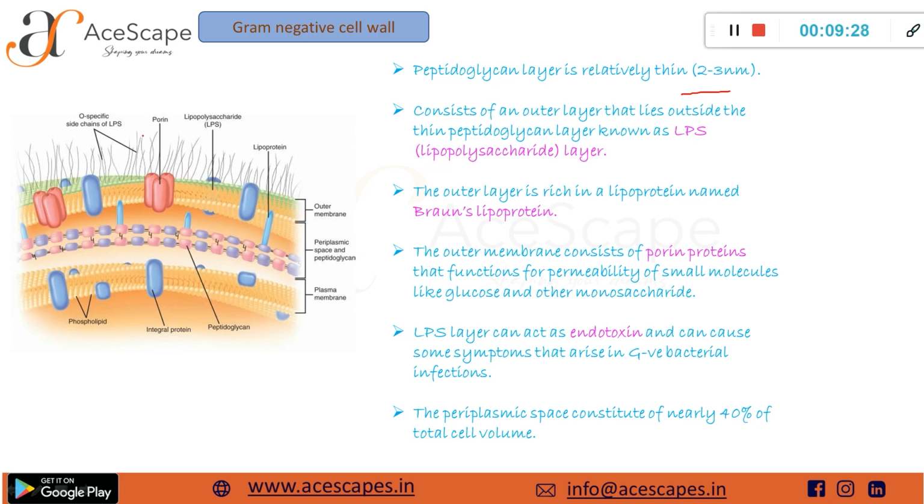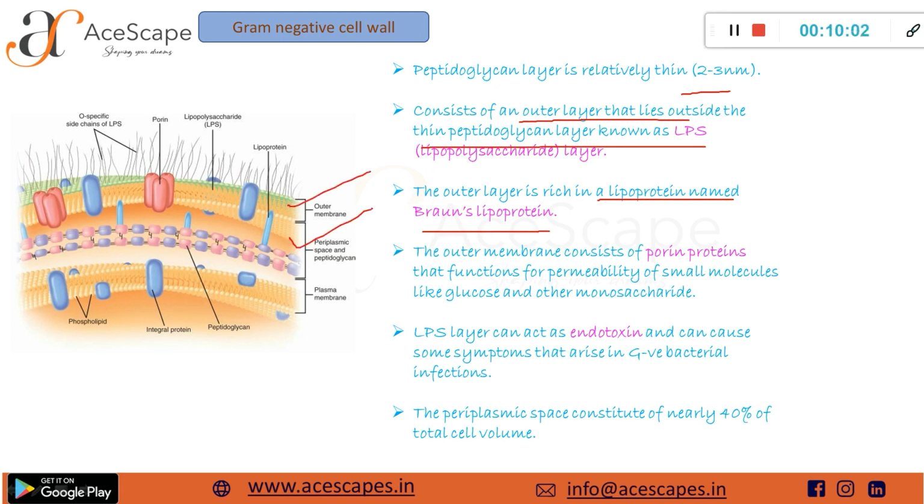And what else does it contain? It consists of an outer layer that lies outside the thin peptidoglycan layer, which is known as the LPS. So there is another outer layer present outside the peptidoglycan layer, called the lipopolysaccharide layer. This outer layer is rich in a lipoprotein named Braun's lipoprotein. Here this is the outer membrane.